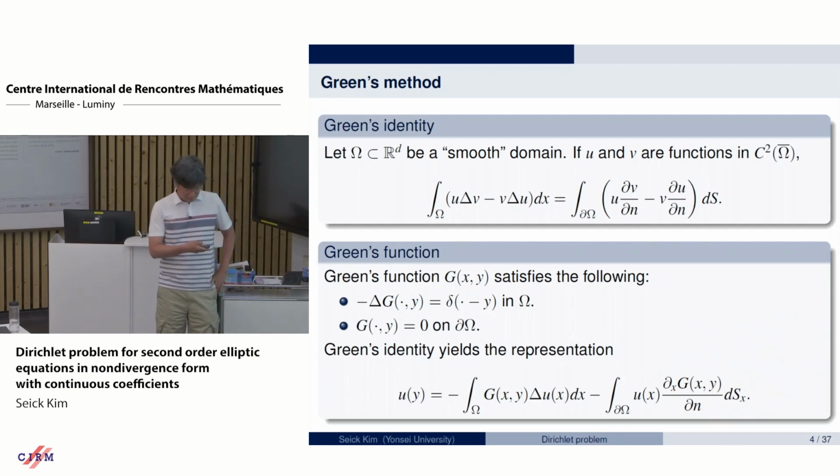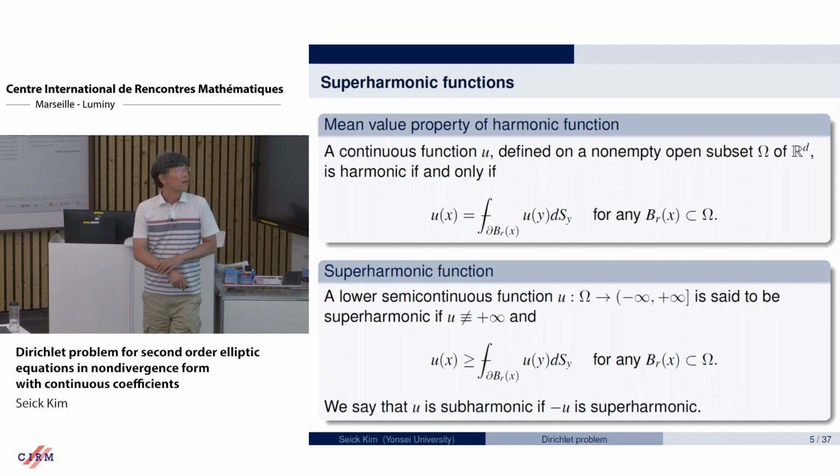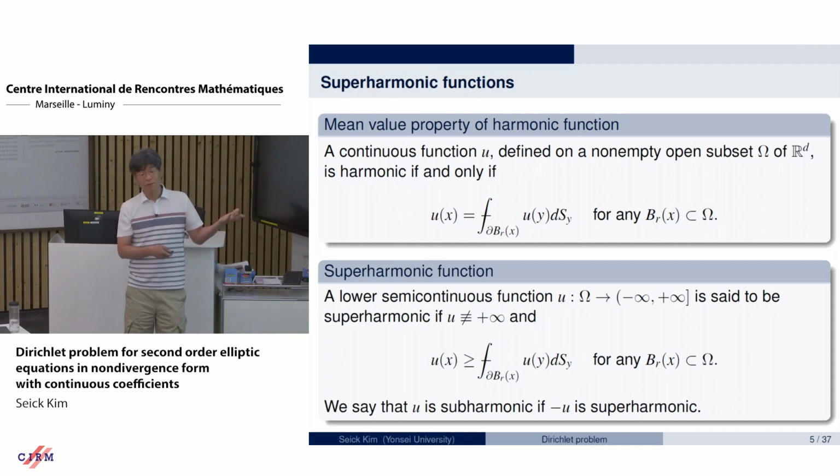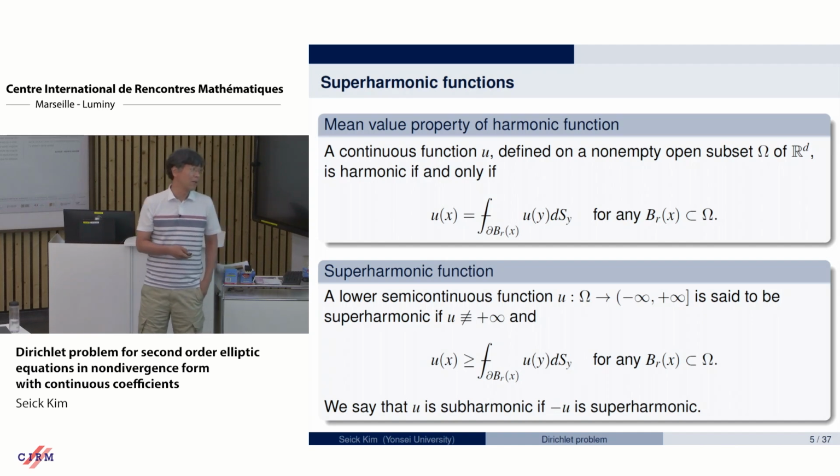Next, I introduce a little bit of the concept of superharmonic function. As you know, a harmonic function is characterized by the mean value property. You don't need to assume anything, as long as u is a continuous function. If it satisfies the mean value inequality, then u becomes harmonic.